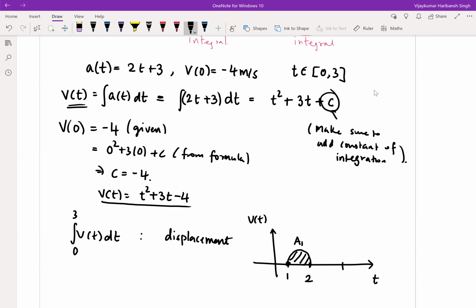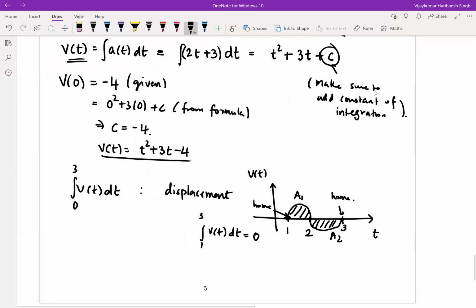Now, on the other hand, when I go from FIC back to home, from college back to home, this will be A2. And then if I integrate from 1 to 3 of v of t, this will give me 0 because I'm back. So this is where I was at home, and this is where I'll be back home. So the net displacement is 0 if A1 is equal to A2.